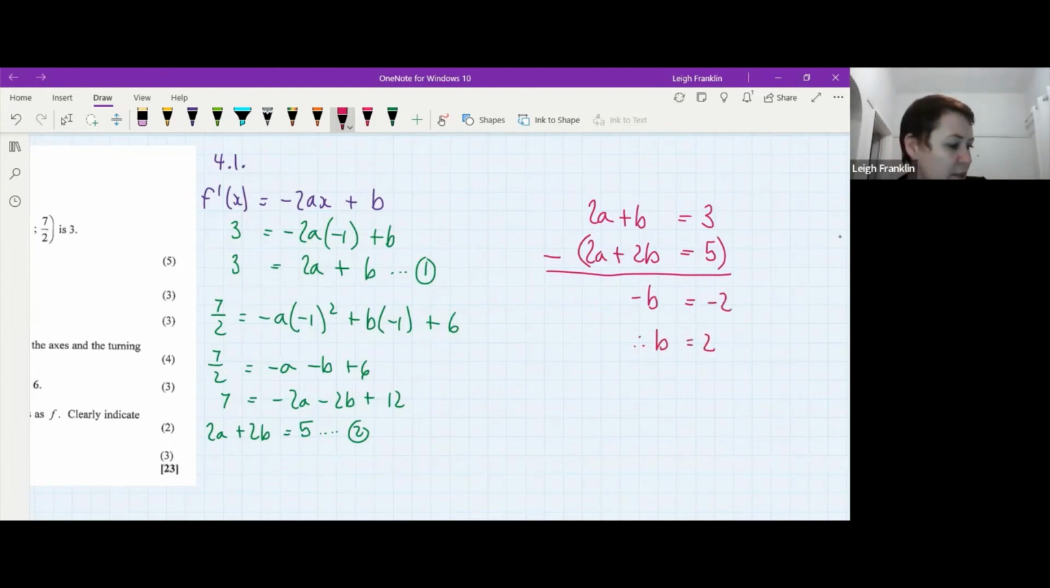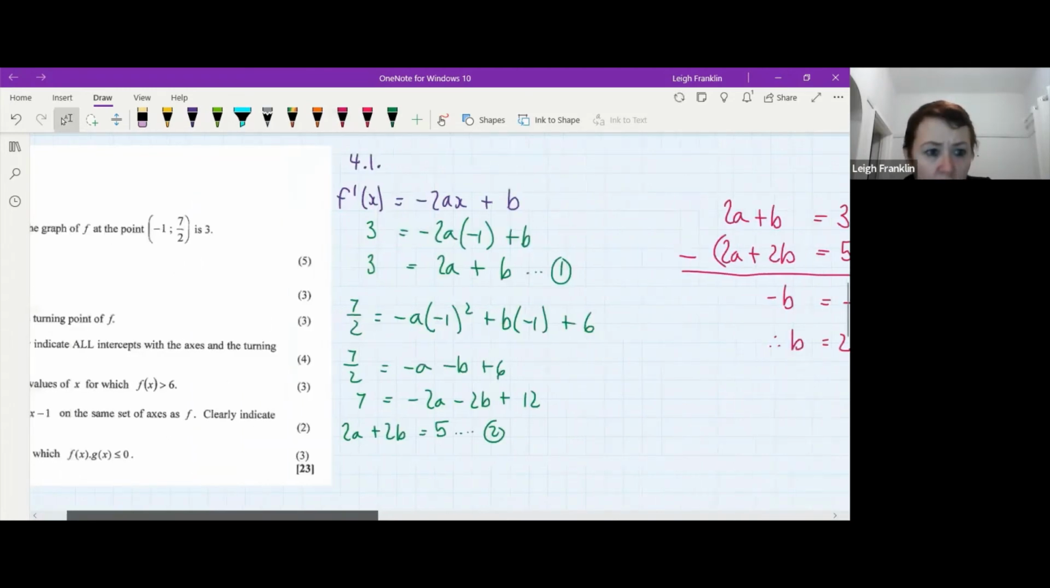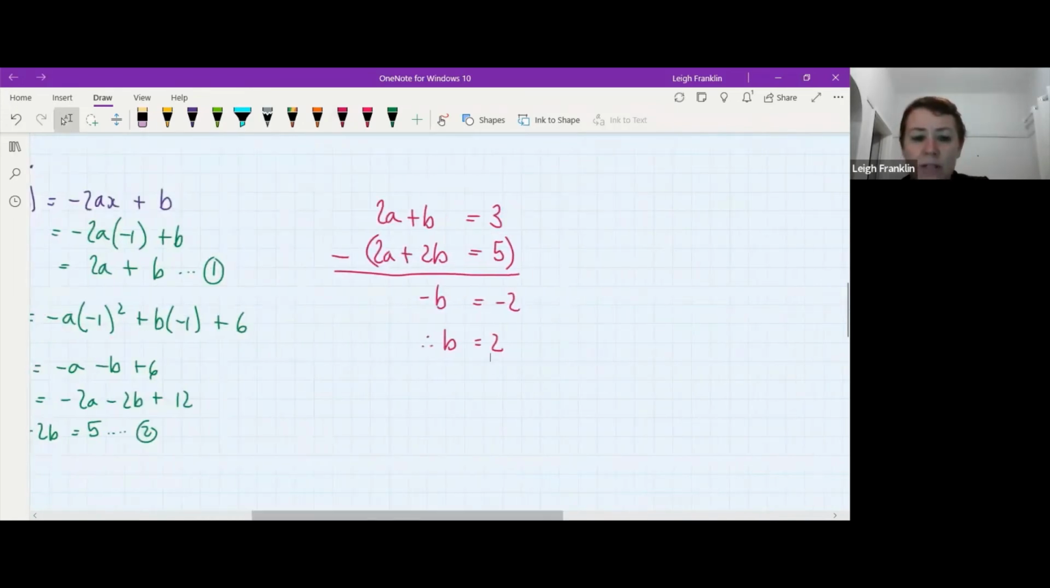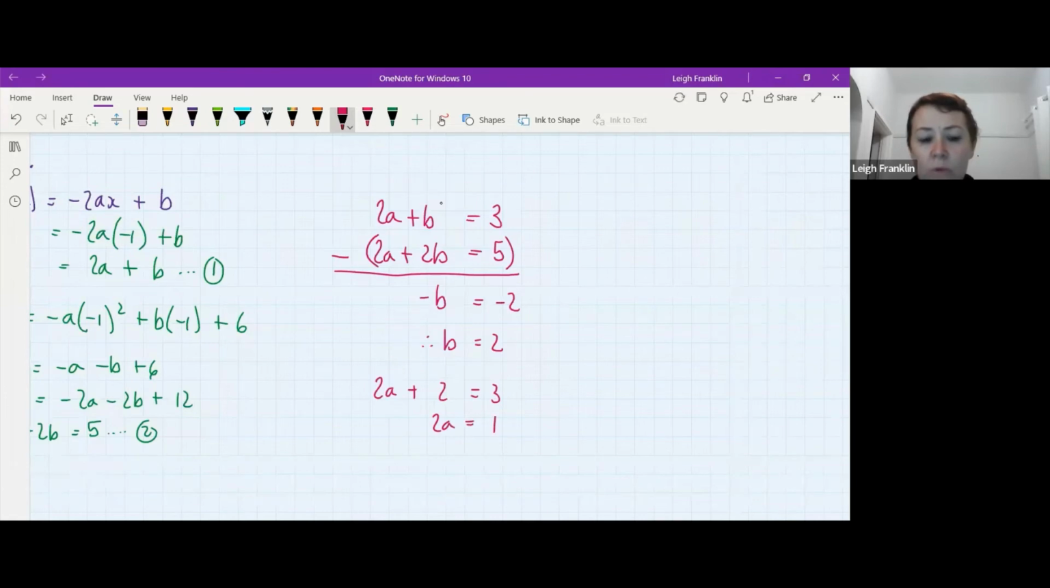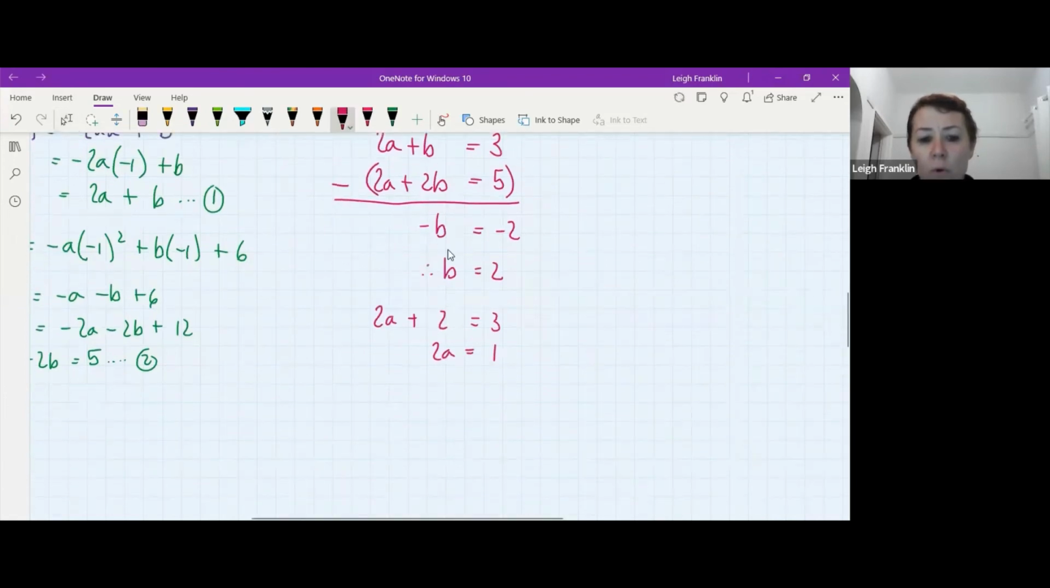Is that right? Did they say that b was equal to 2? I hope so. Oh, there we go. Oh, good. Yes. All right. So 100%, b is equal to 2. And now subbing in and working out what a is. So 2a plus b, where b is 2, equals 3. So that means 2a equals 1. And therefore, a would be equal to 1 over 2.